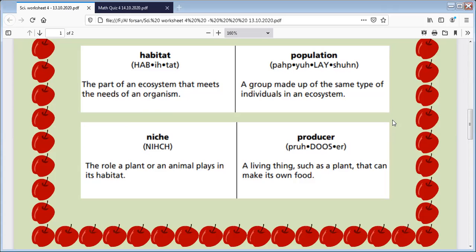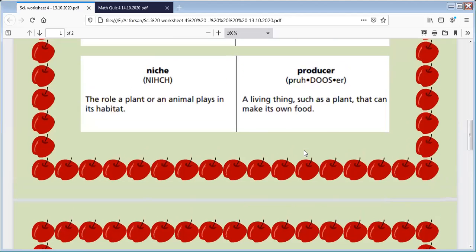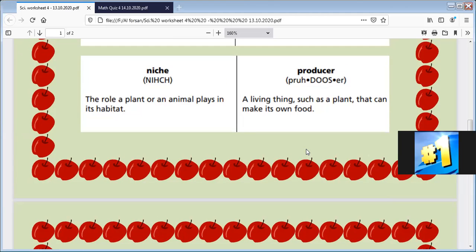Okay. Rosin, producer. What is producers? Living things such as a plant that can make its own food. Okay.